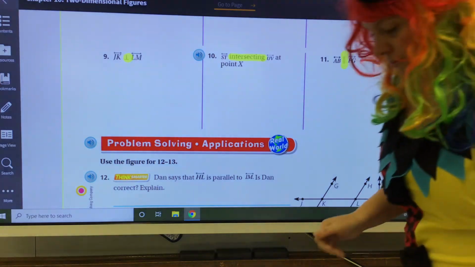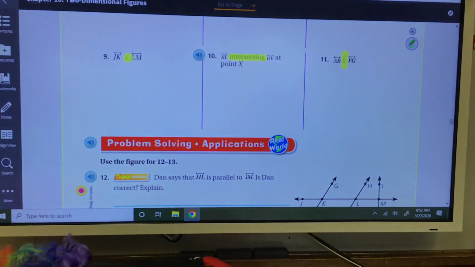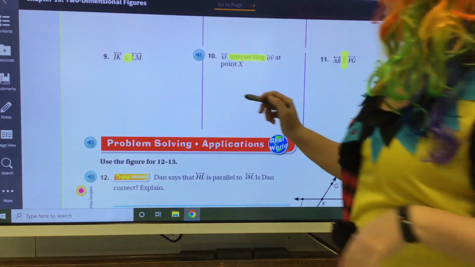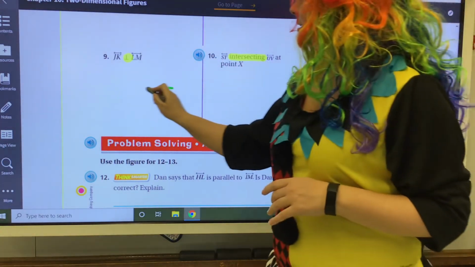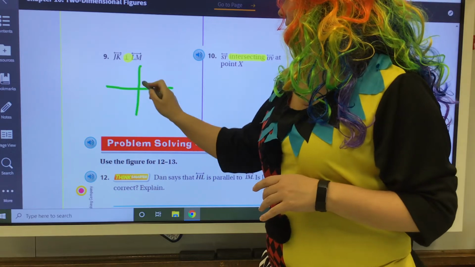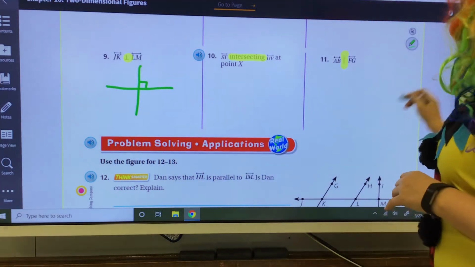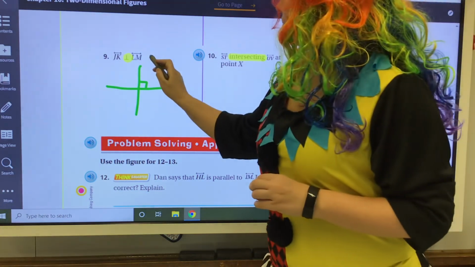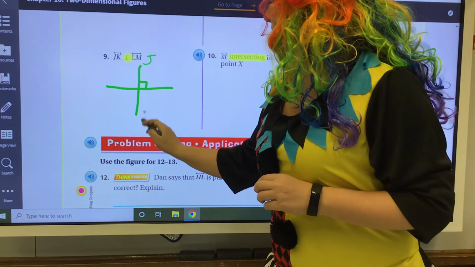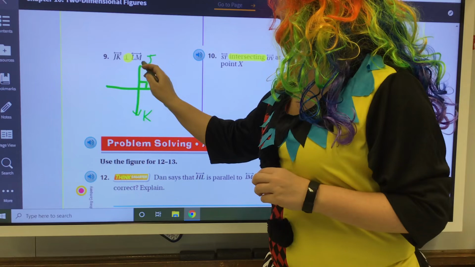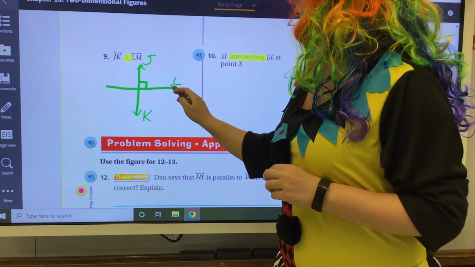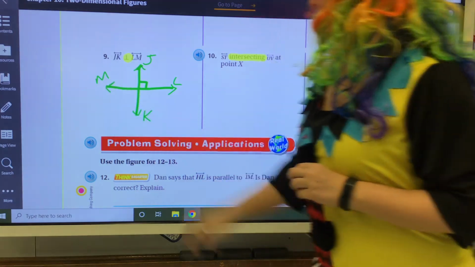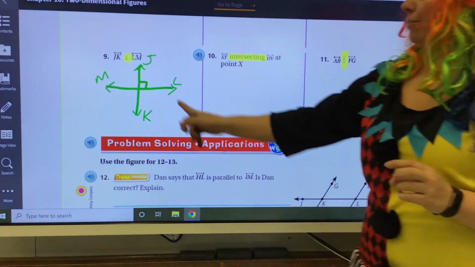All right, come back. So JK and LM are perpendicular to each other. Now they don't share a letter. So I'm going to draw 2 lines, and I'm going to signify that that is a right angle. And I'm going to label my lines J, K, and L, M. 2 different lines intersecting at a right angle.